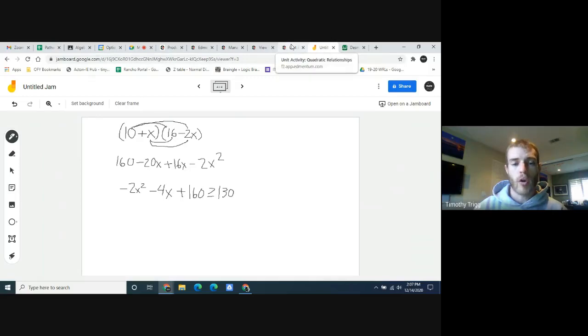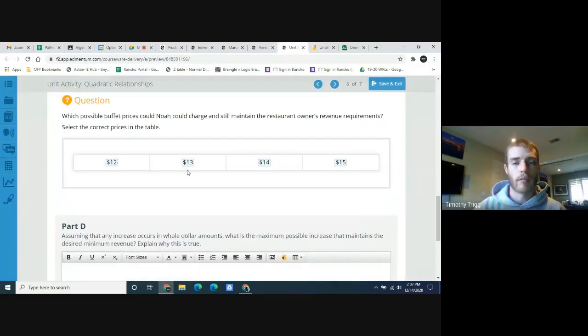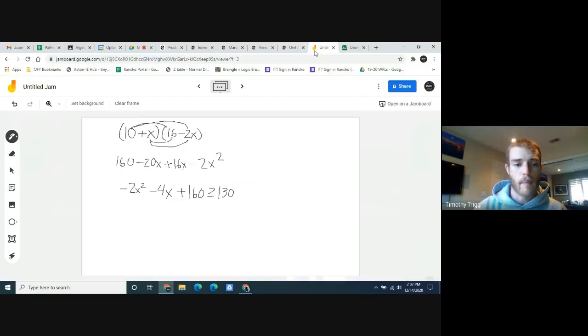Now let's go ahead and try putting in a $12 price. So if we do a $12 price, X will equal 2. Well, why not 12? Well, remember, X is the amount of increase in price. So the original price was $10, and we'll be increasing the price by 2 to make a $12 price. So in this inequality, I'm replacing the x's with 2. And I want to see, is this going to be greater than or equal to 130?